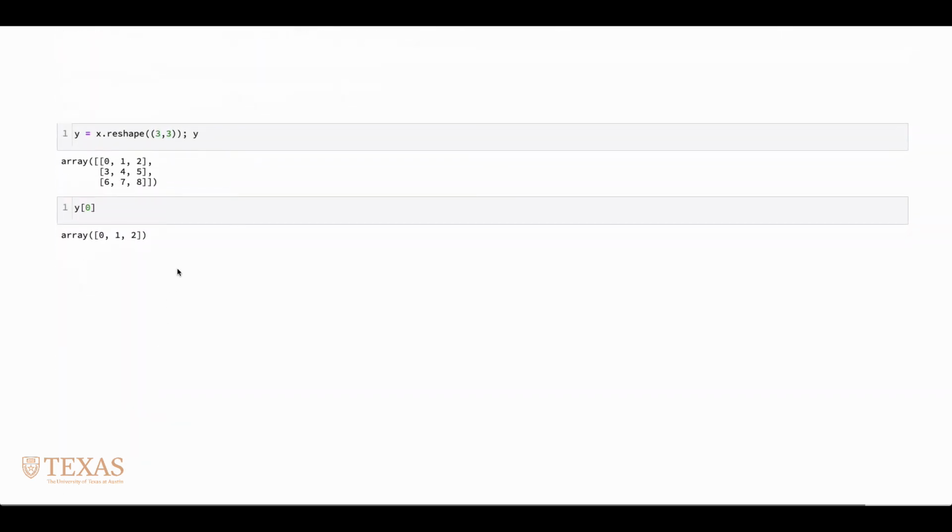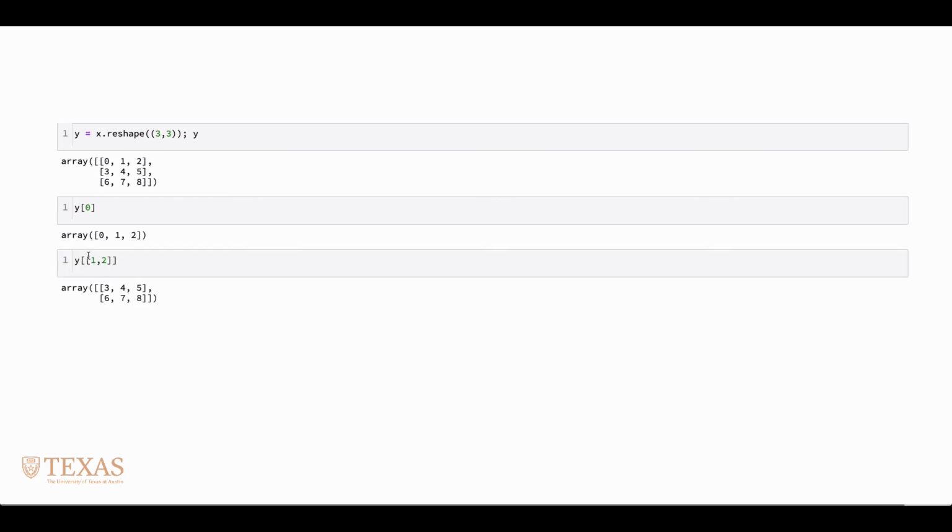This fancy indexing works for multiple dimension arrays. So if I reshape x into a 3 by 3, set that equal to y, and then take the 0th component, that would take the 0th row, right? So the entire row here, 0, 1, 2, and that's what we get.